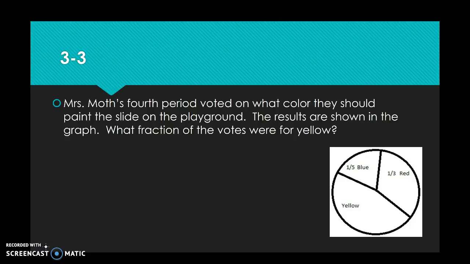Moving right along, number 3 says Mrs. Moth's 4th period voted on what color they should paint this slide on the playground. The results are shown in the graph. What fraction of the votes were for yellow?